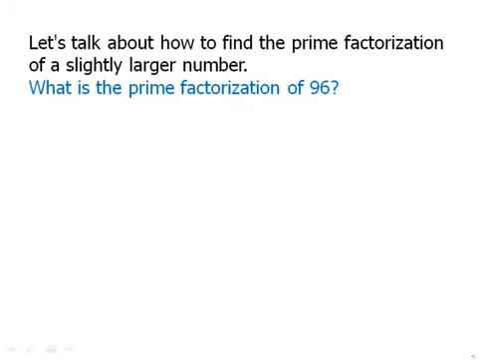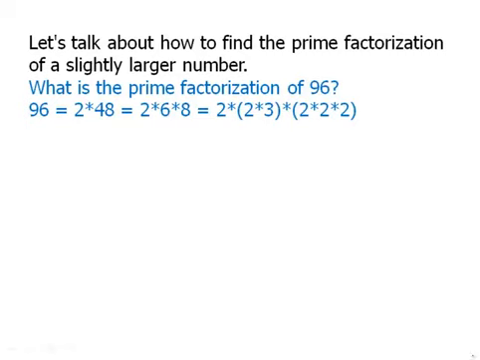So the prime factorization of 96, well, certainly it's divisible by 2, so we can express it as 2 times 48. 48 is 6 times 8. Well, from there, 6 is 2 times 3. That's the prime factorization. 8 is 2 times 2 times 2. Then group everything together. We have 1, 2, 3, 4, 5 factors of 2. So we can write that as 2 to the 5th times 3. That's the prime factorization of 96.